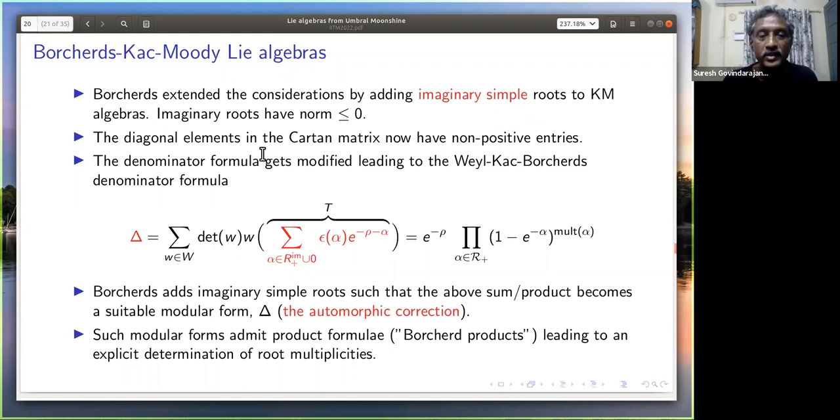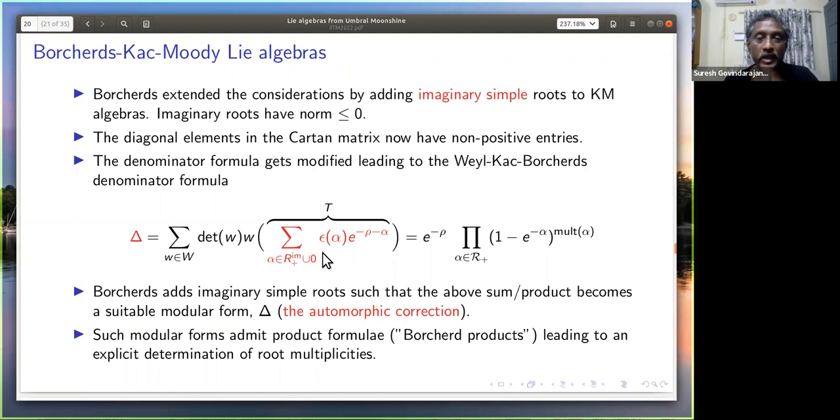Now the diagonal elements in the Cartan matrix, if you put the simple roots, can have non-positive entries. So you're relaxing the condition on that. And the denominator formula now gets modified, leading to what is called the Weyl-Kac-Borcherds denominator identity. So what Borcherds did was, he didn't change the right-hand product side, but he changed the sum side. The Weyl group is still defined to be the Weyl group of the real simple roots, not the imaginary ones. But the imaginary ones have some contribution, and he wrote out something which included the sum over roots alpha belonging to the imaginary simple roots. He wrote something which is like a modification.